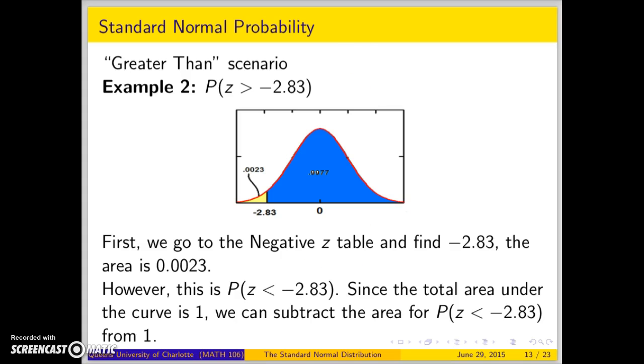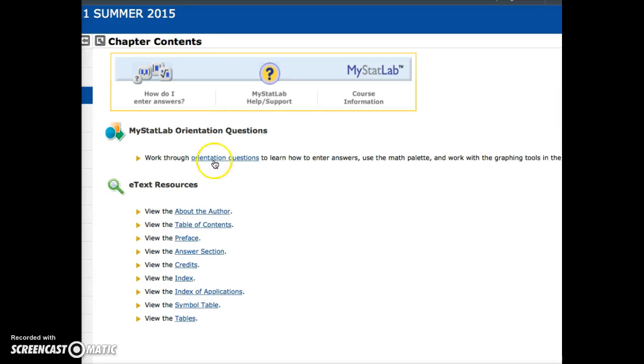So now looking at the greater than scenario. Suppose I wanted to find the probability that z is greater than negative 2.83. So here's the picture. We see that 0 is in the middle and negative 2.83 is right here. We are looking for the area to the right of negative 2.83. If we look up negative 2.83 in the book, that value is 0.0023. We can just do that real quick.